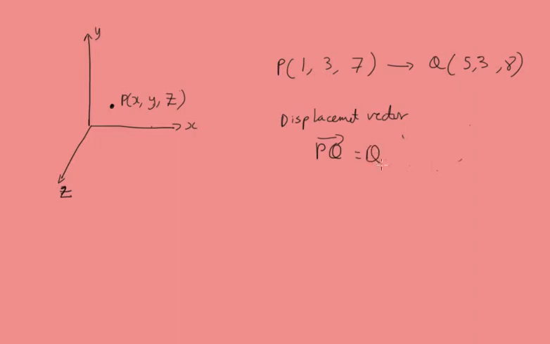So we do Q minus P, which is 5, 3, 8 minus 1, 3, 7. So that's going to be 4, 0, 1. So that is the displacement of the movement from this point P to this point Q.